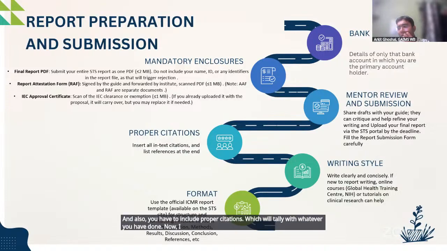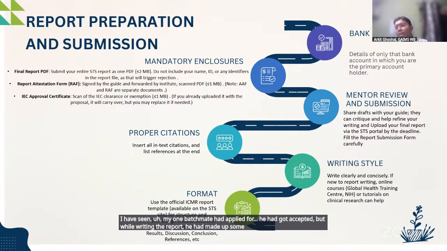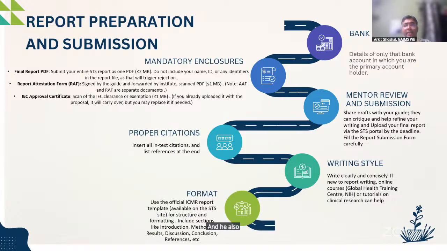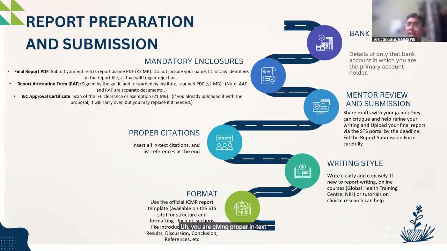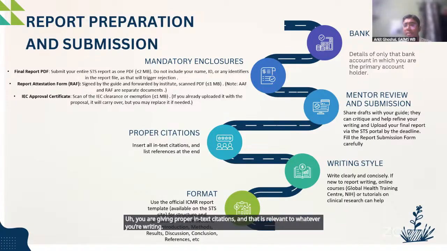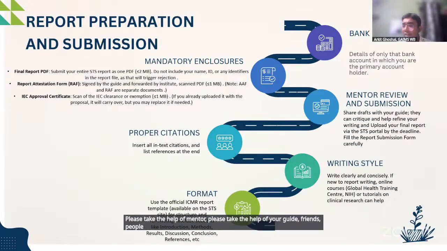Now, I have seen one batchmate who had applied and got accepted, but while writing the report, he had made up some 3 or 4 citations, and it became a big issue and the report didn't get accepted. He also got a mail from ICMR, and he filed an RTI asking why his report didn't get accepted. The RTI mentioned clearly that his citations didn't match with whatever he was writing. So it's actually important that you give proper in-text citations that are relevant to whatever you're writing. Please take the help of your mentor.